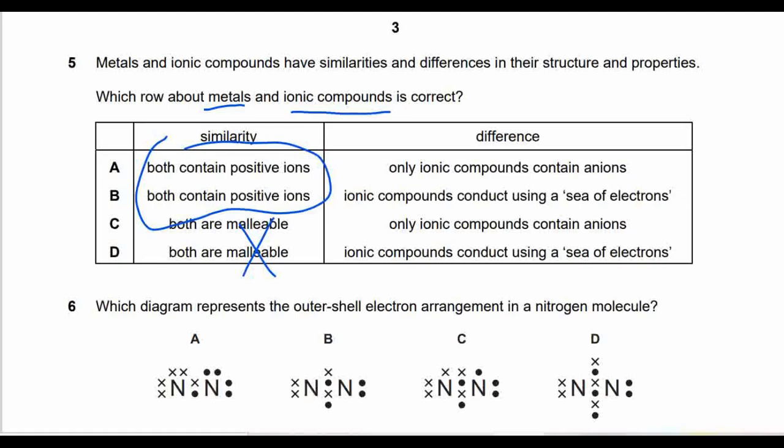Now let's compare A and B. Difference: only ionic compounds contain an anion. An anion is a negative ion. Next, ionic compounds conduct using a sea of electrons. That is for metal. Metal has a sea of electrons, not ionic compounds, so this statement is wrong. So the answer for 5 is A, because only ionic compounds have negative ions. Metal only has positive ions.